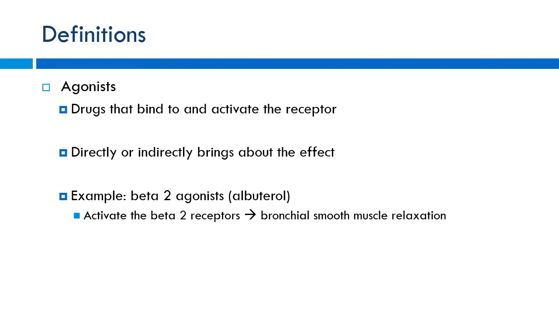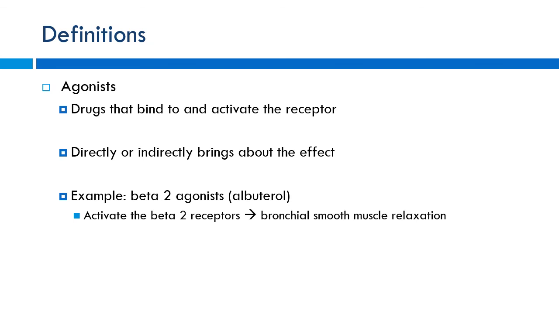So for instance, we have something like a beta-2 agonist. So again, going back to our RT friend here, albuterol. Albuterol is a very common drug you see most asthmatic patients have. They may carry it around with them depending on the situation, but this is an agonist because it actually goes and activates the beta-2 receptor specifically.